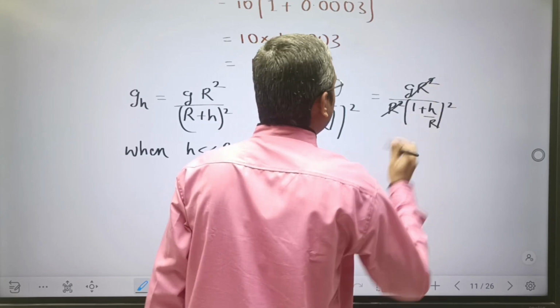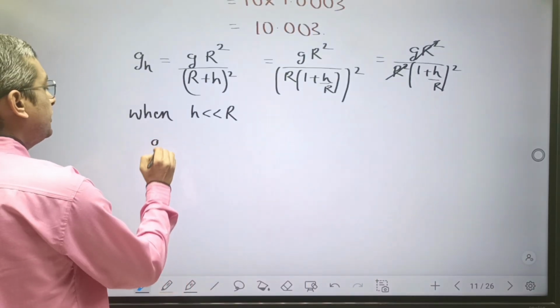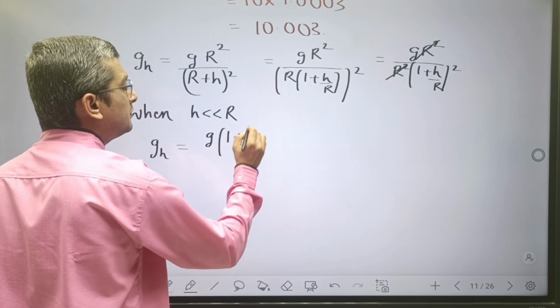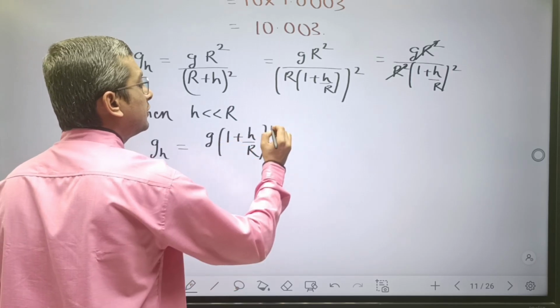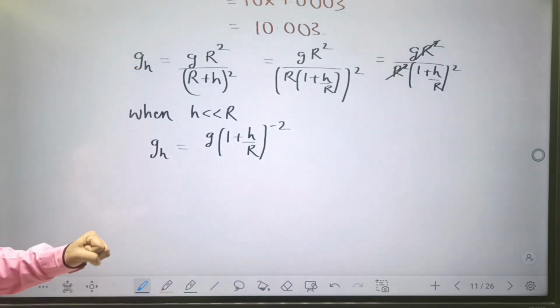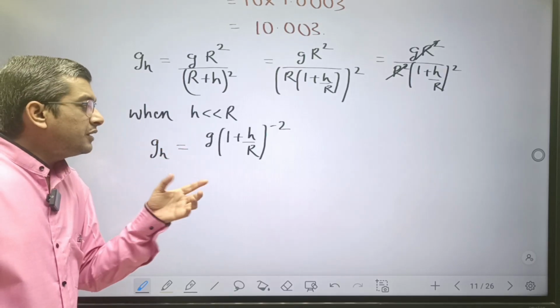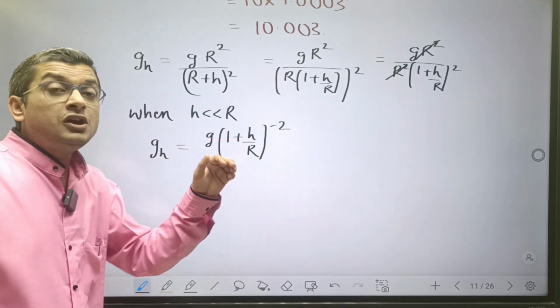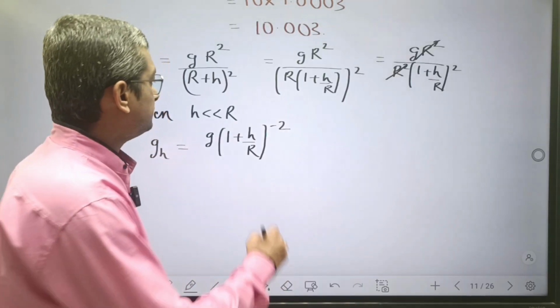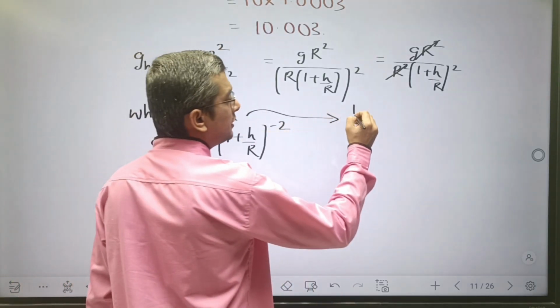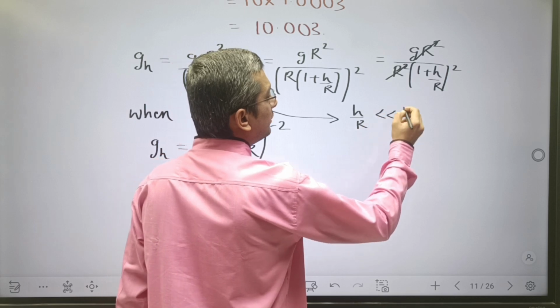This r square gets cancelled and you are left with gh is equal to g into (1 plus h by r) to the power minus 2. Now observe carefully, the value of h is very less than r. So the value of h by r will be very less than 1. If you divide both sides of the equation by r, you will get h by r very less than 1.